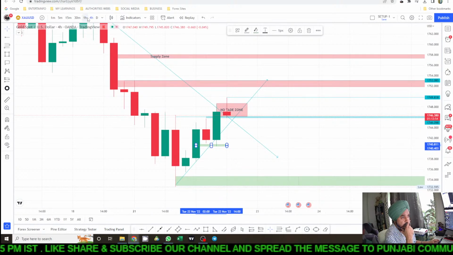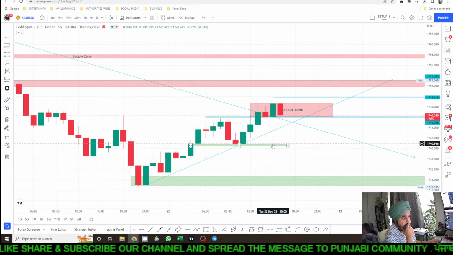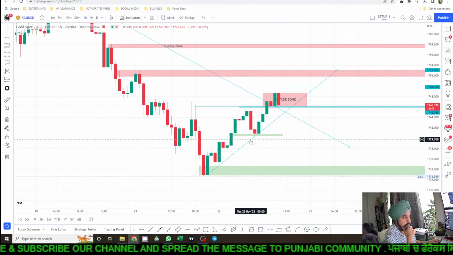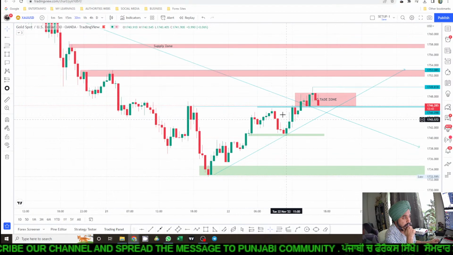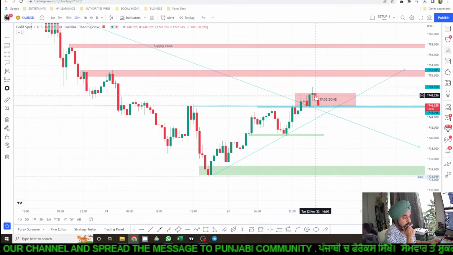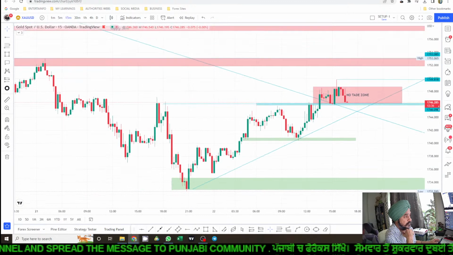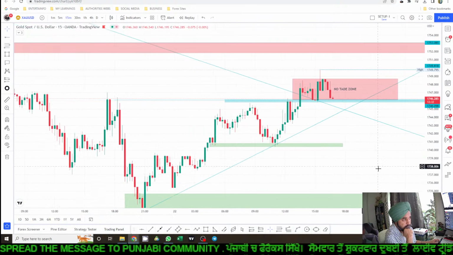If we do it, this is the spot in 1 hour. So if you go there, it is the same. We just broke this area upside. Here we go in 15 minutes.